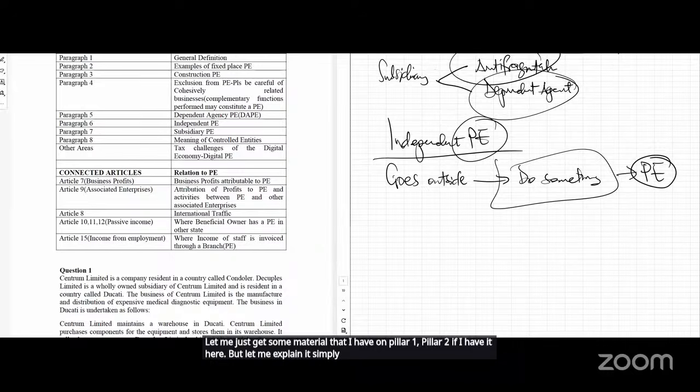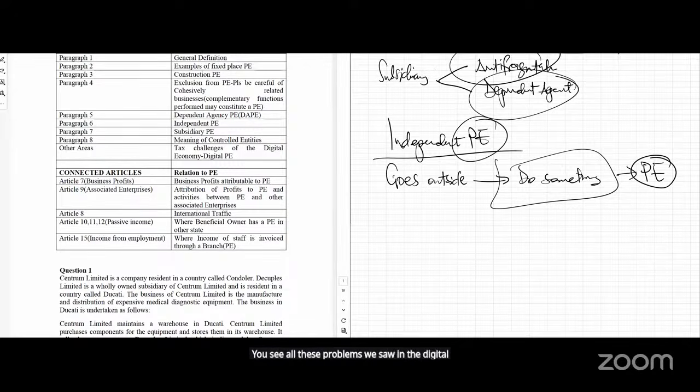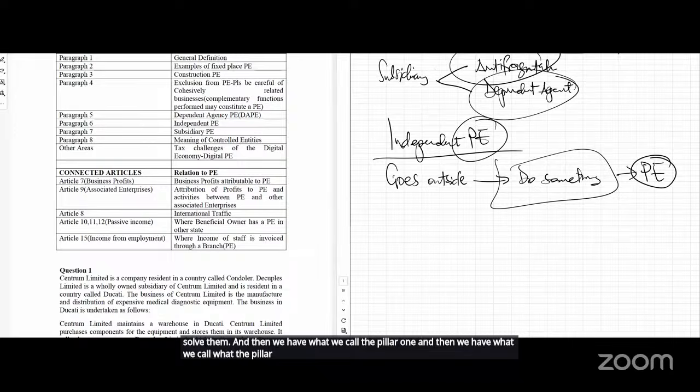You see all these problems we saw in the digital economy, right? Now, they came up with proposals to try and solve them. And then we have what we call pillar 1, and then we have what we call pillar 2. Now, let me first explain pillar 1.